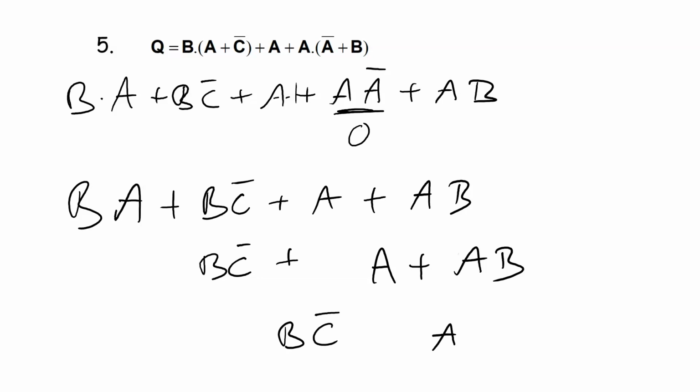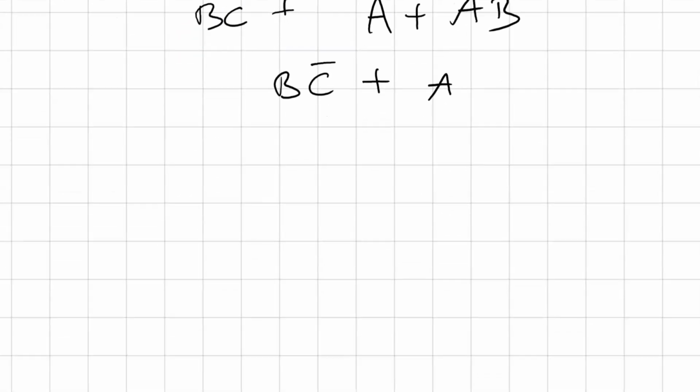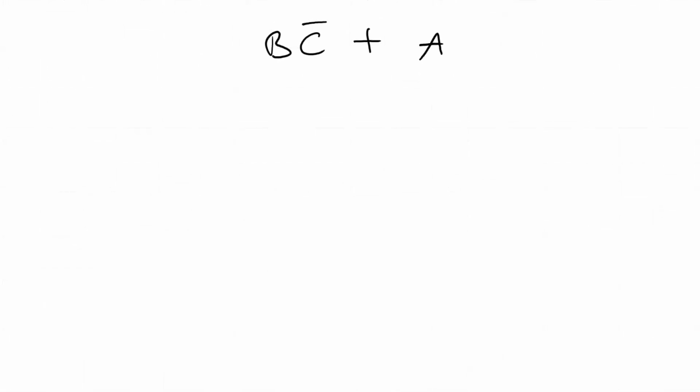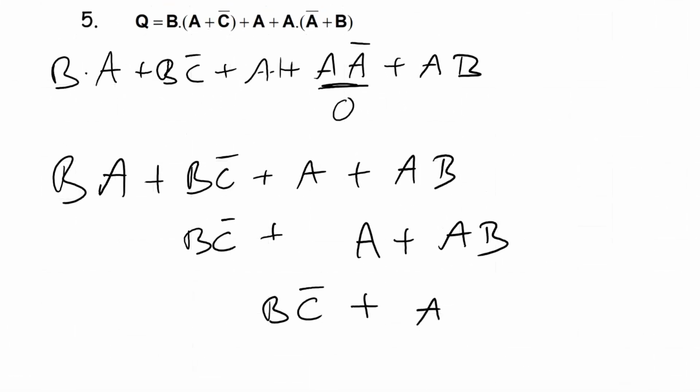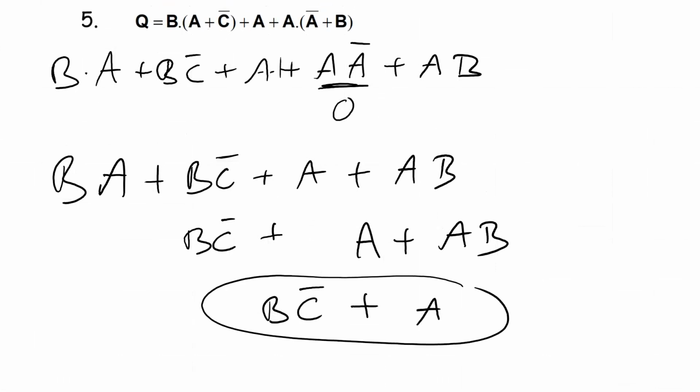So we've got B, not C, or A. I knew that not C might cause us a problem. And that is as simple as it gets, I think. So that's our final one. Yep, I'm happy with that. Question 6.